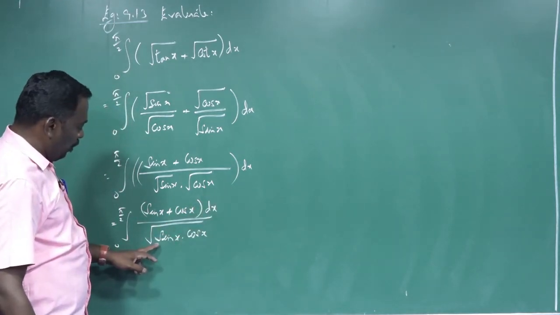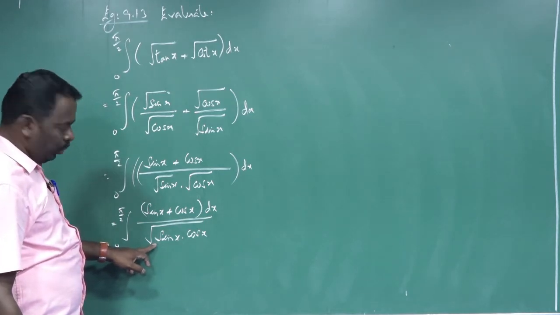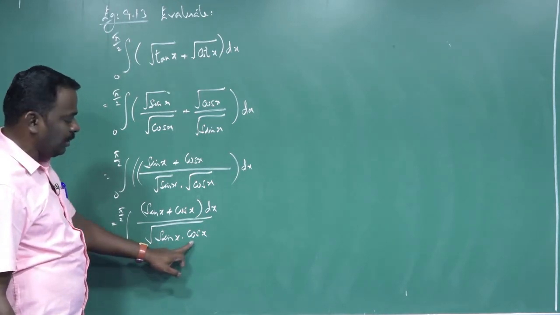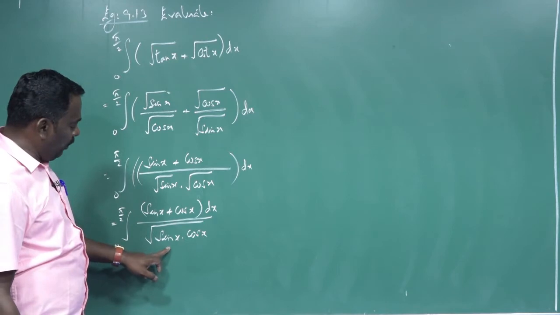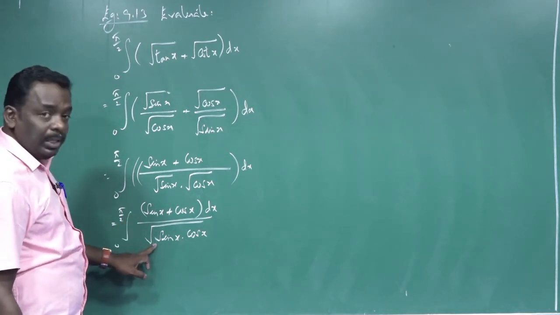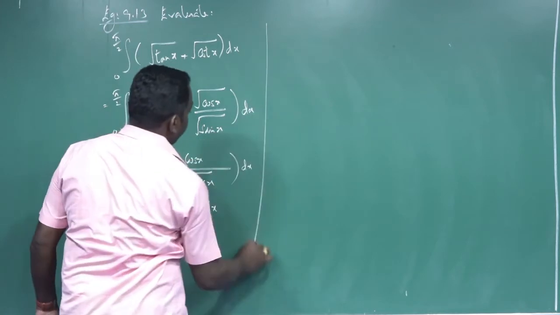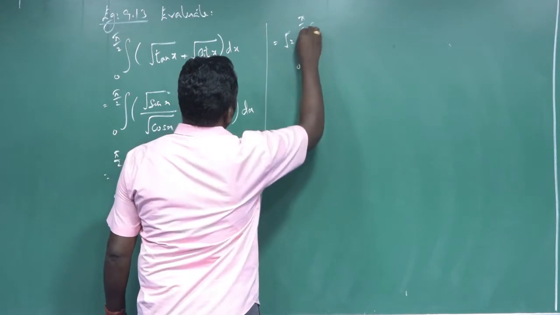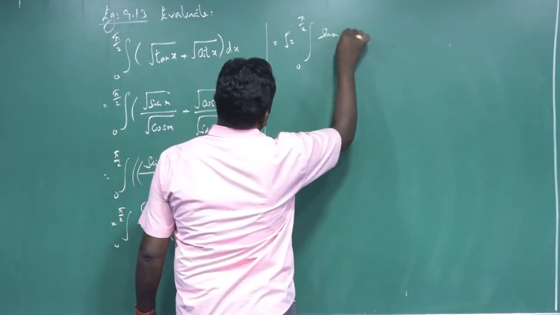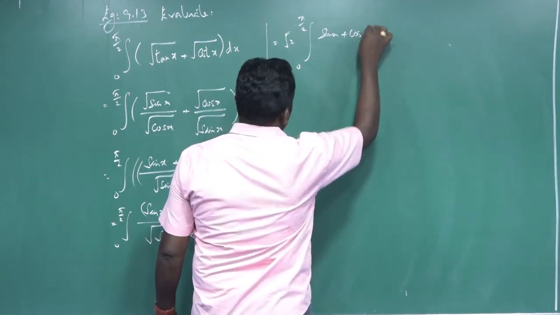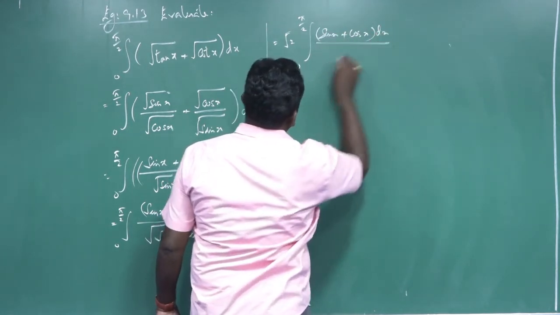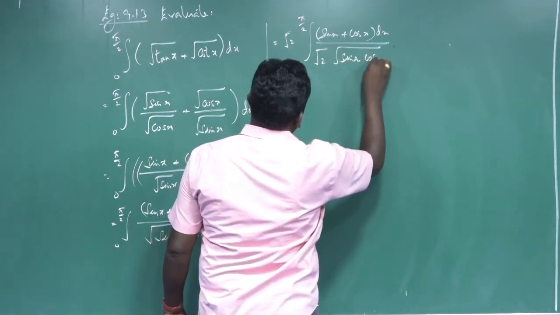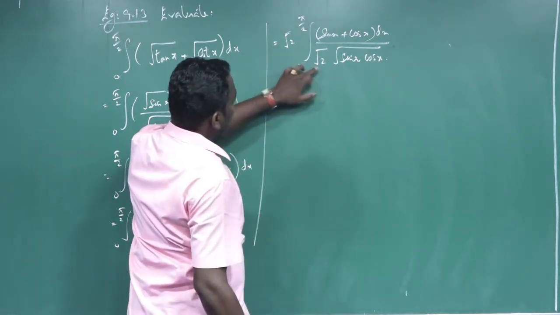Now we want to multiply and divide by root 2, because we can multiply 2 within the square root to get 2 into sin x cos x, that is equal to sin 2x form. For that we want to multiply and divide by root 2 in this equation. Therefore root 2 integral 0 to pi by 2 of sin x plus cos x into dx by root 2 into root of sin x into cos x. Multiply and divide by root 2.